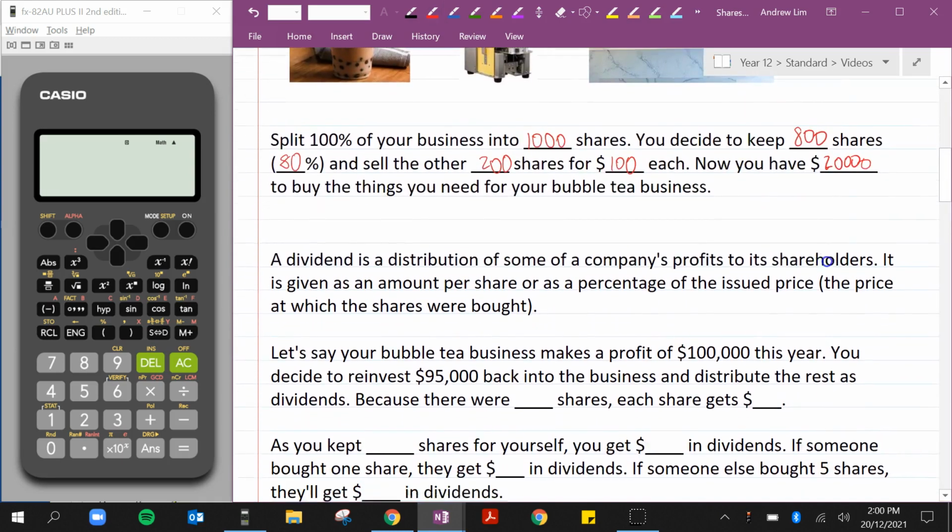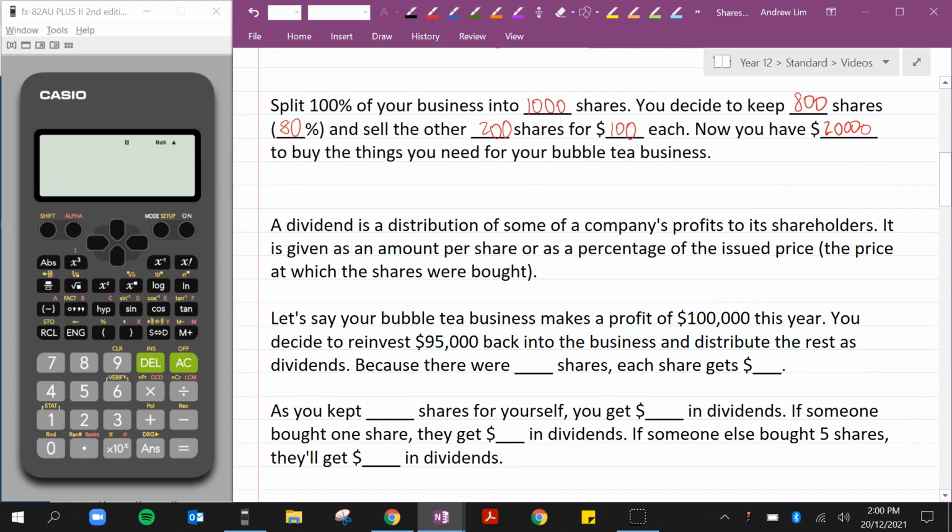But what is a dividend? A dividend is a distribution of some of the company's profits to its shareholders. It is given as an amount per share, or as a percentage of the issued price, which is the price at which the shares were bought.